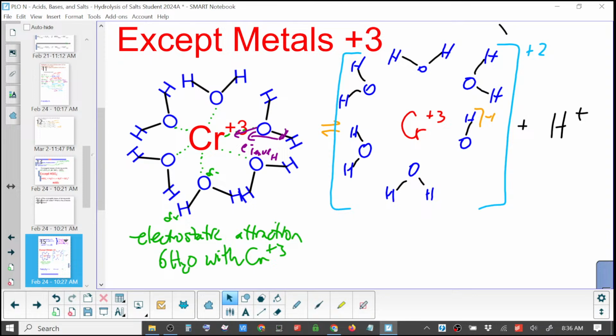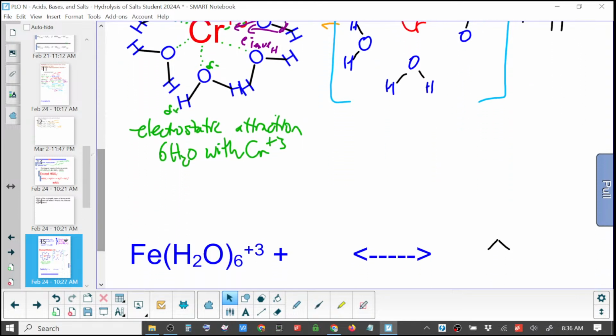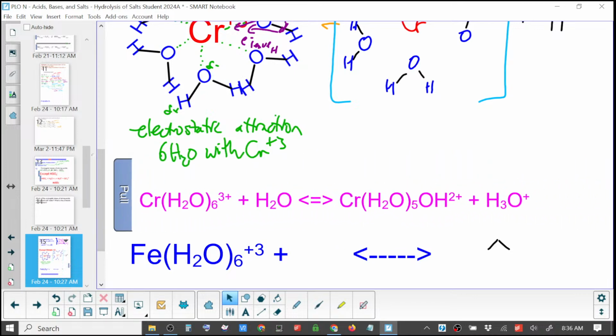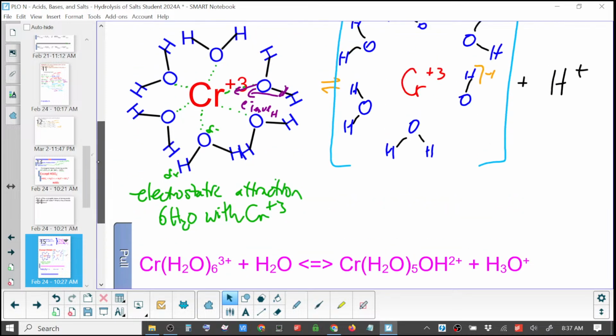Will we have to draw this on a quiz or test? You could. If I said, why are +3 metals acidic, that would be very useful. However, if you needed to recreate it, you have this in your table, because the other way of writing this is like that. And that's in your table. So that's the equivalent.